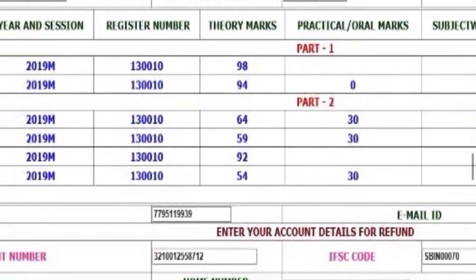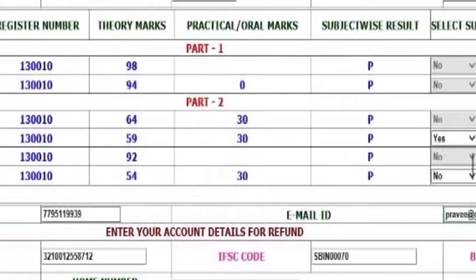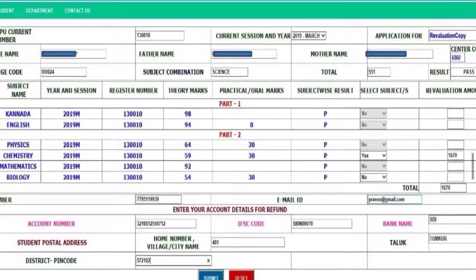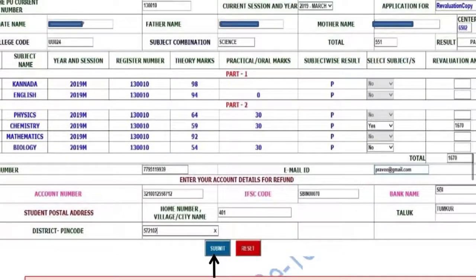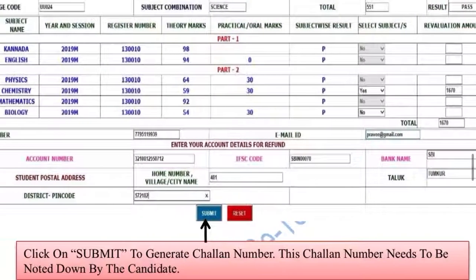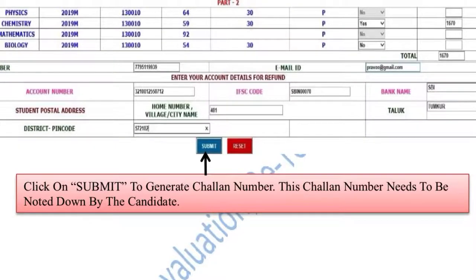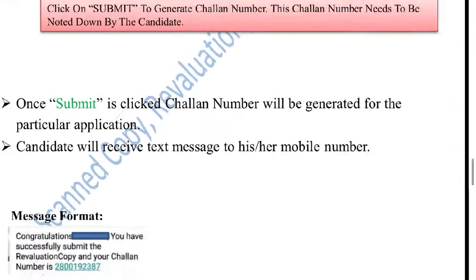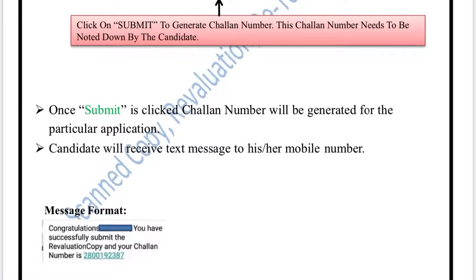Before paying, you need to give your mobile number and your email address. This is mandatory. Then you need to fill the account number and IFSC code, that is nothing but your bank details. Then fill the student details and click on submit. Once you click on submit, the challan number will be generated. Once you generate the challan number, note it down. It is required for the next step. The candidate will receive it on the mobile number.